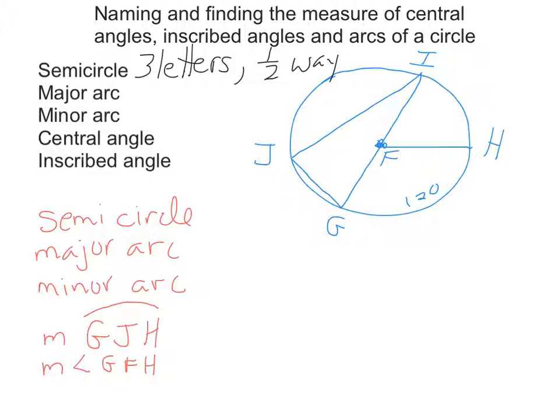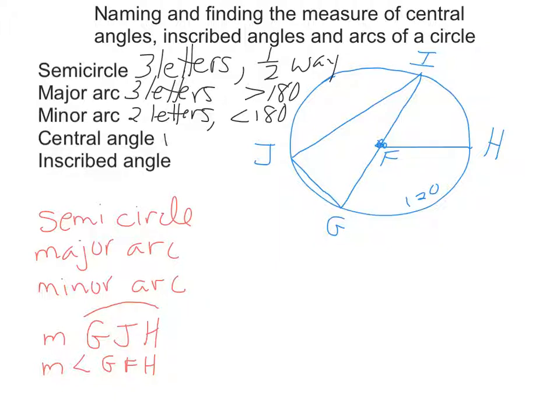For a major arc, you would use 3 letters again, and this time go more than halfway around, so make it bigger than 180 degrees. 180 degrees is halfway around, 360 is the total of the circle. For a minor arc, you only need 2 letters to name or describe it. Make it less than 180 degrees, so make sure you don't go the full halfway around. Make it a little bit shorter.